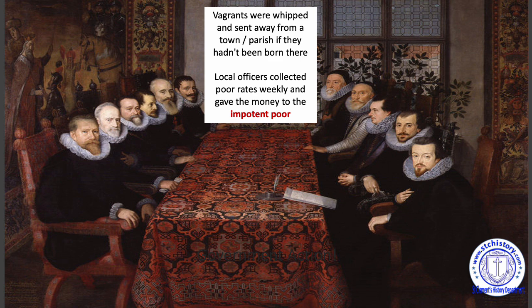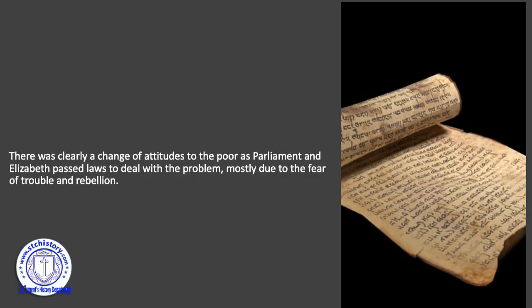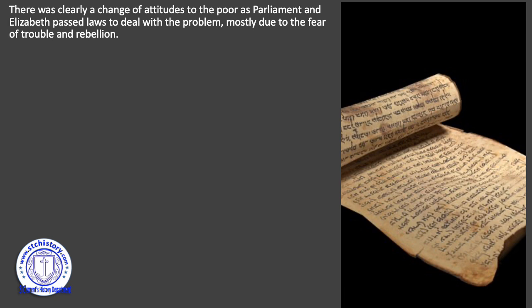So there are local officers going around collecting these poor rates weekly, and giving this money to the impotent poor, those deserving, okay? It's a tax, isn't it? We're paying tax to help these poor people, especially in the context of the problems that we're facing with the Dutch revolt and things like that. So these are happening generally when times are really bad, a trade embargo or a bad harvest or something, not generally as the norm.